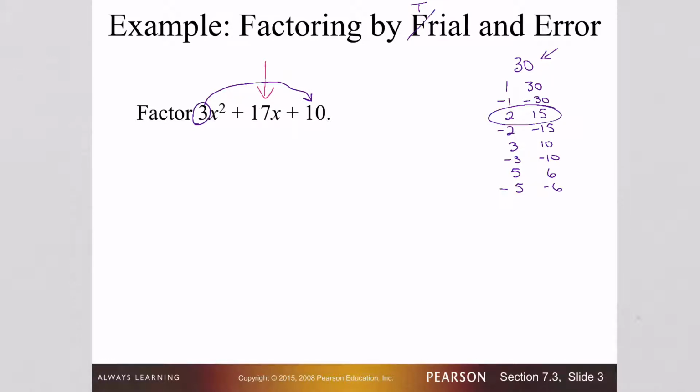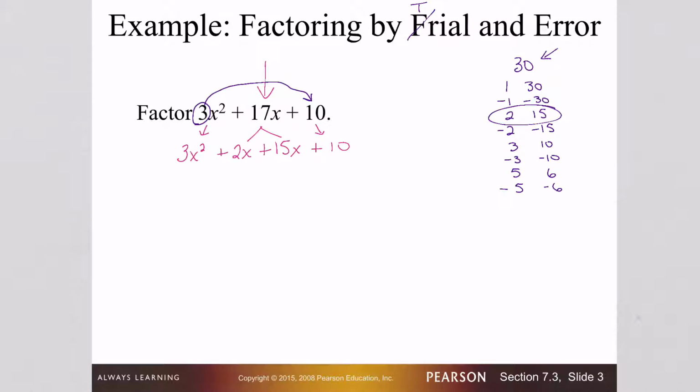So now, here's what you have to do. This is a little bit different than what we did in 7.1. Rewrite the first term. Don't change it at all. We're just rewriting it, 3x squared. Now, instead of writing 17x, I'm going to write 2x and 15x. Now remember, if I add those up, don't I get 17? And then the 10, I'm just going to bring this straight down.